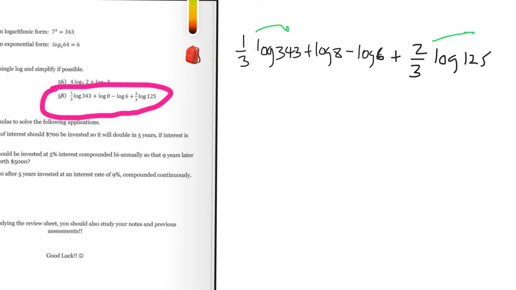Part of my motivation also has to do with the fact that raising something to the 1/3 power, like 343 raised to the 1/3 power, that's really the same thing as taking the cube root of 343. Raising something to the 2/3 power, that's really the same thing as taking the cube root of whatever that number is and then squaring the result. Okay, so nonetheless, let's write that.